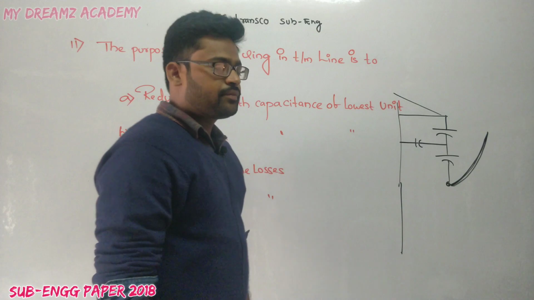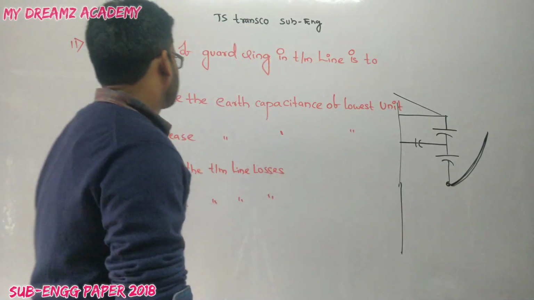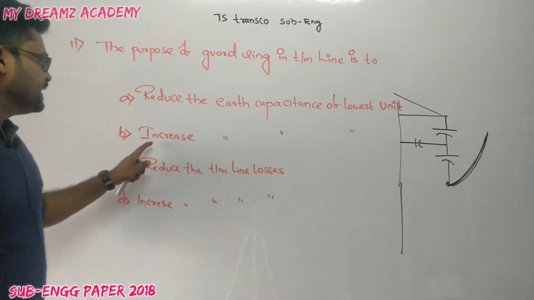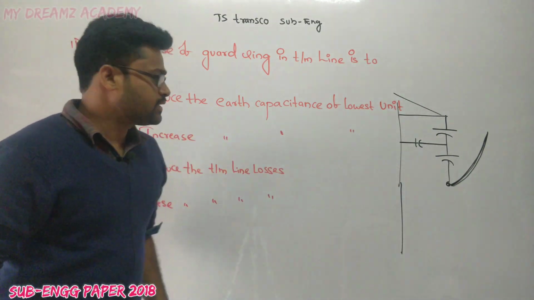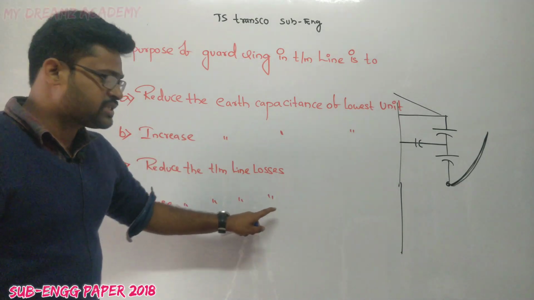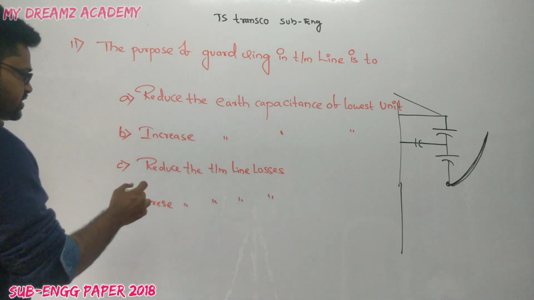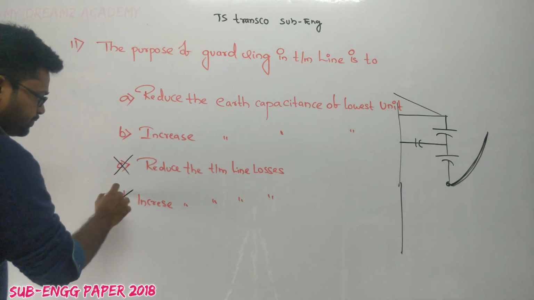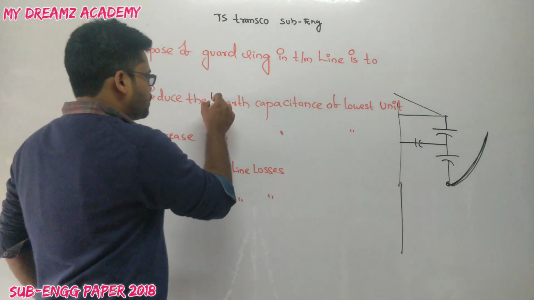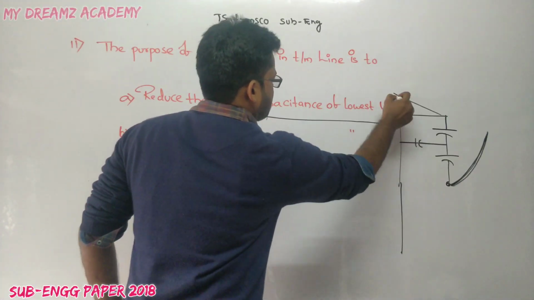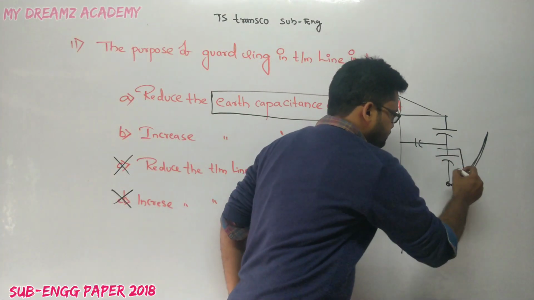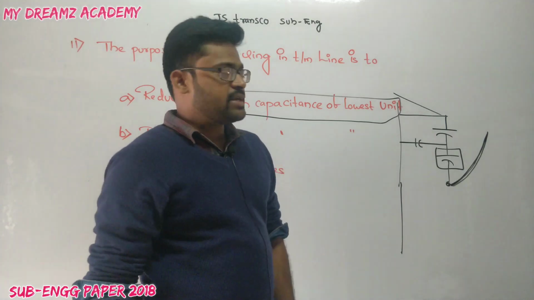So this will be used to: option A, reduce the earth capacitance of lowest unit; increase the earth capacitance of lowest unit; reduce the transmission line losses; increase the transmission line losses. The string efficiency is not related to transmission line losses. Now, first of all, we need to know what is the capacitance of the lowest unit. This is the lowest unit capacitor value.